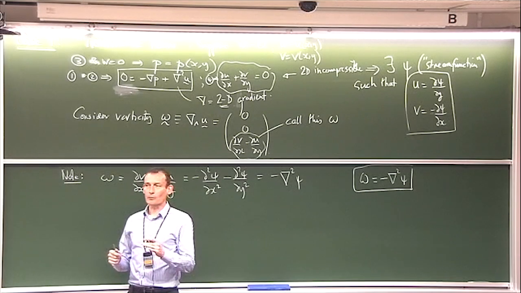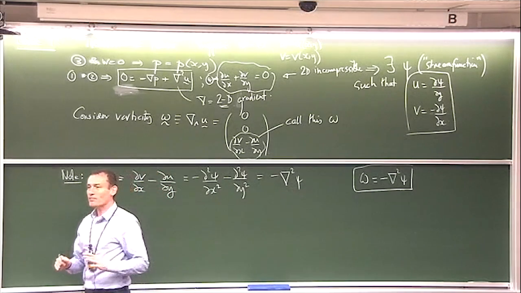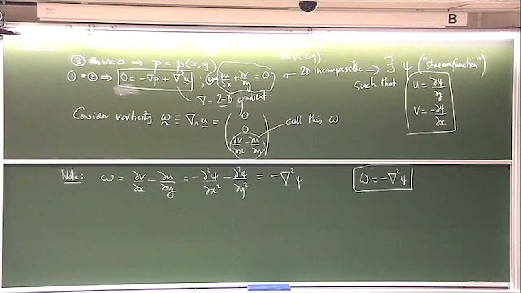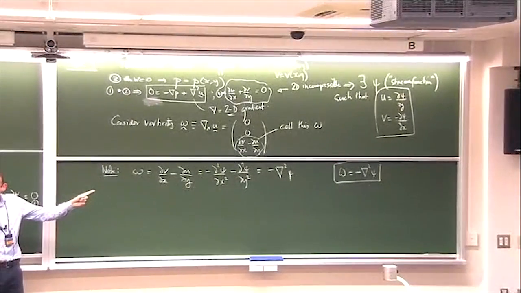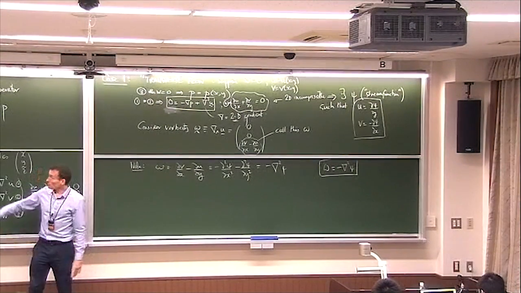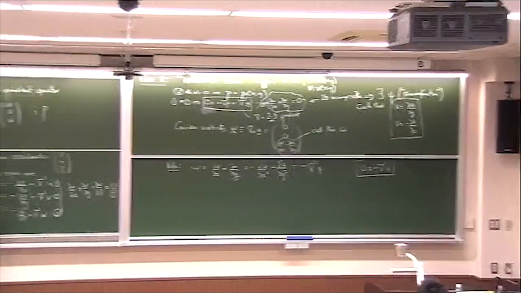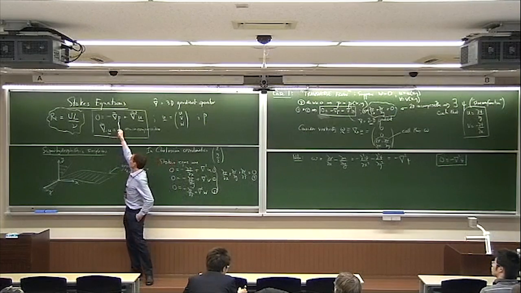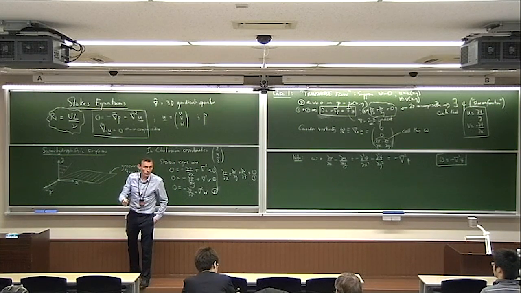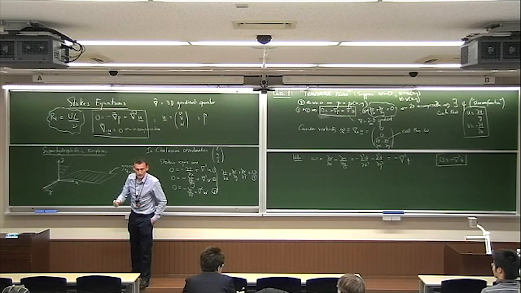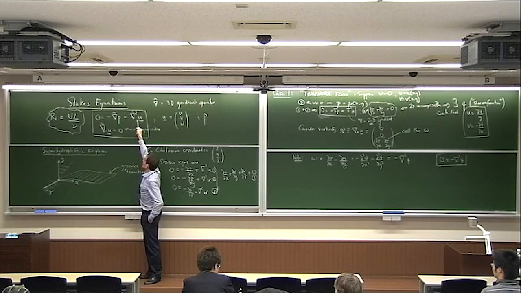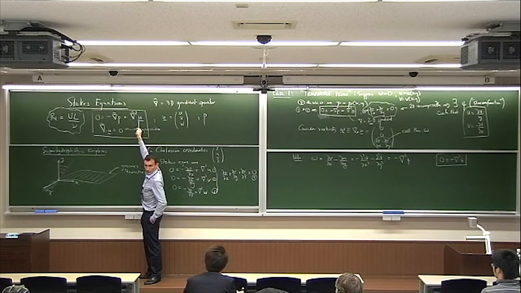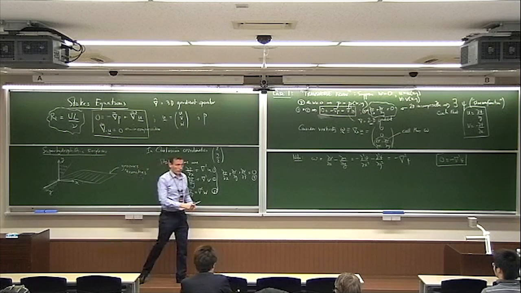Okay. Am I going about the right speed? By the way, I'm just giving you background here, but this is all very useful. That's just a kinematic relation between the vorticity and the stream function. But suppose I go back to my original Stokes equations and take the curl of them. What's the curl of grad p? Zero. Curl grad is zero. And what's the curl of this one? Well, it's del squared curl u, which is del squared omega, is zero.